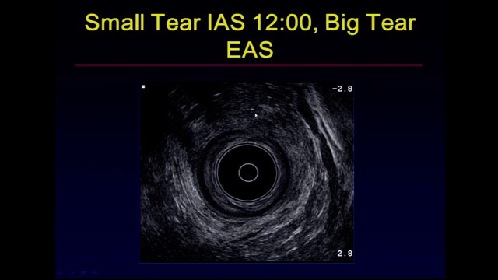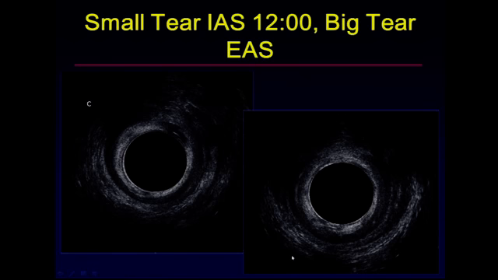So here in this patient, you can see that there's a big tear in the external sphincter from approximately the 9 o'clock to the 3 o'clock position, but there's only a very small anterior tear in the internal sphincter, as you see here, from approximately the 12 o'clock to the 1 o'clock position. And here's another example.